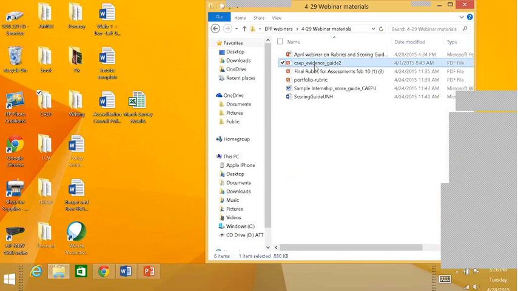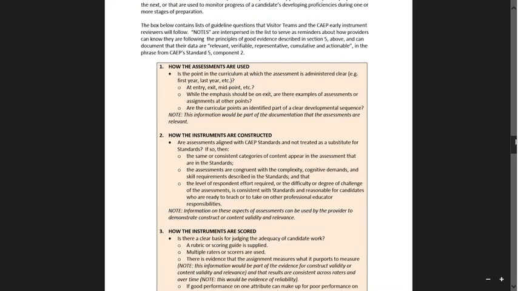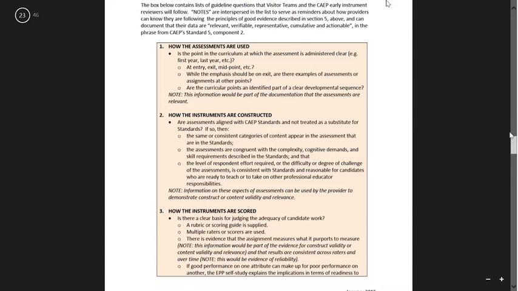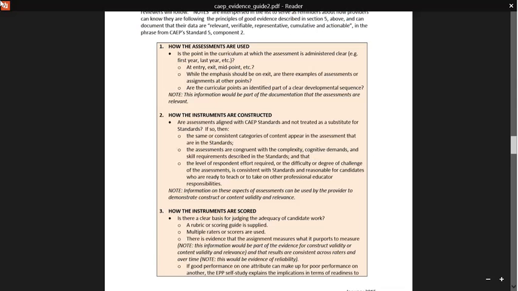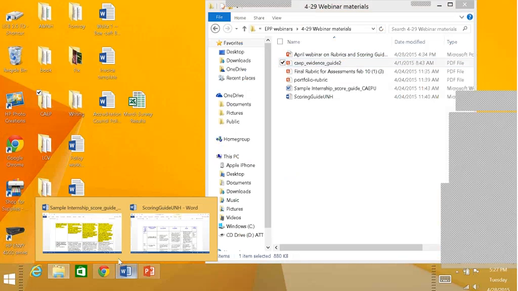Okay, so the CAPE evidence guide. I want to point this out first, because then we're going to go back to that rubric. This is the CAPE evidence guide. It starts on page 23, and these are the actual questions that will be used by the reviewers about your rubrics and scoring guides. How are the assessments used? How are the instruments created? How are they scored? Et cetera, et cetera. And these are the same categories of performance that you find on the CAPE assessment rubric.